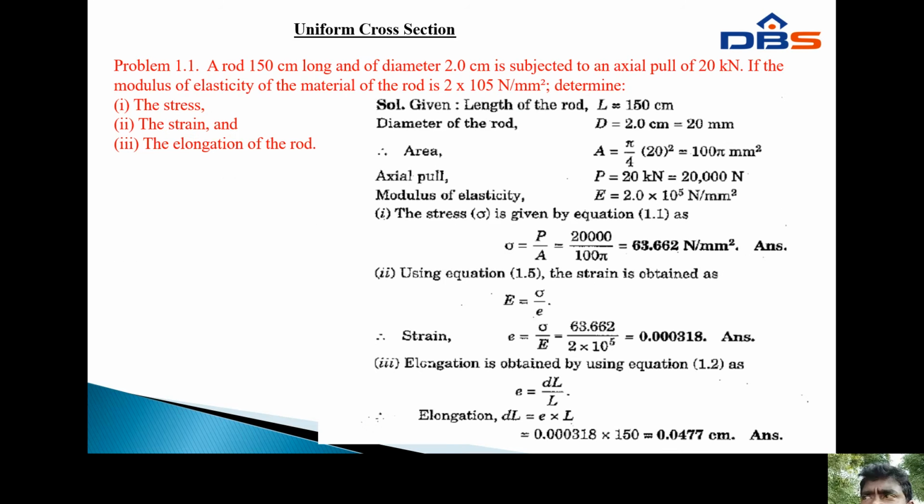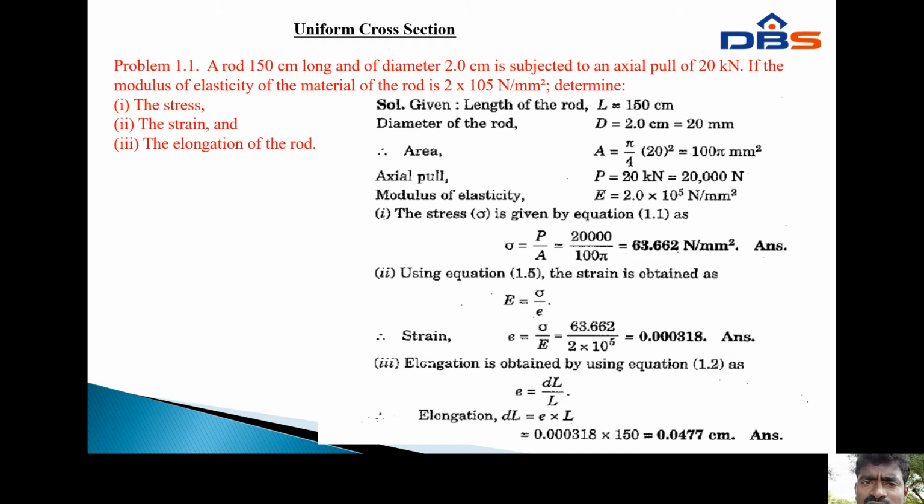Next, small problems. Problem number one. A rod of 150 centimeters long and diameter of 2 centimeters is subjected to an axial pull of 20 kilonewtons. If the modulus of elasticity of the material of the rod is 2 into 10 to the power of 5 Newton per mm square, find the stress, strain, and elongation of the rod. Elongation means delta L. First of all, read the problem.